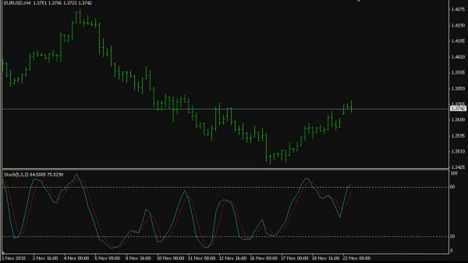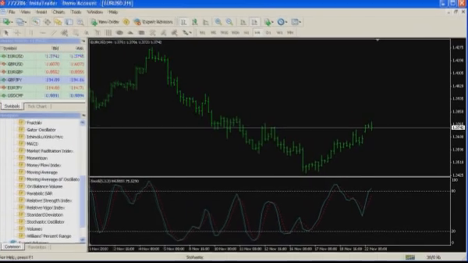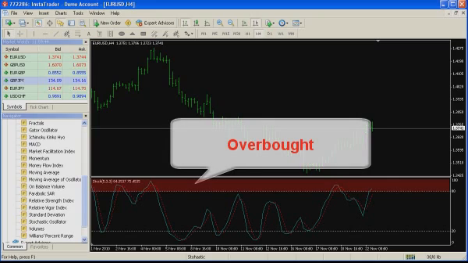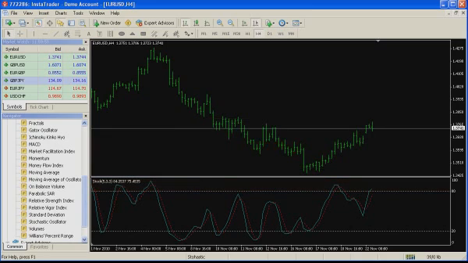Stochastic can send different signals about changes on the market. As an oscillator, stochastic demonstrates an overbought or oversold situation by being in respective zones. A zone above the level 80 is an overbought zone. If the stochastic main line is located above this level, it means that the market is overbought and there is a probability of deceleration or the end of an upward movement with the following turn down.